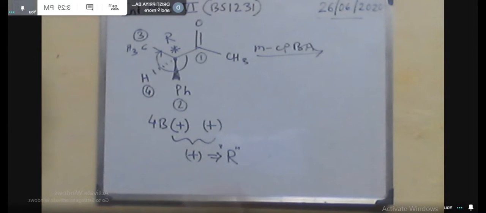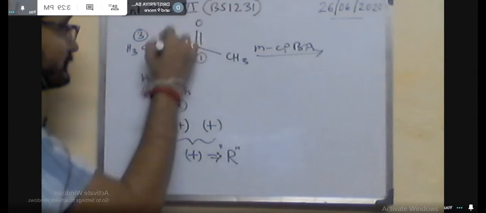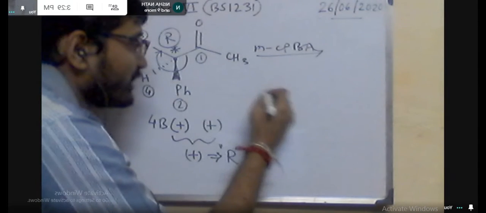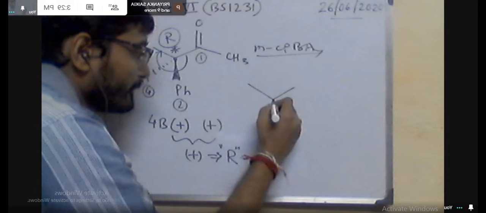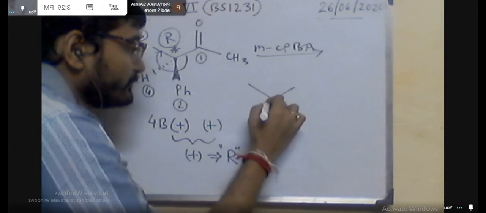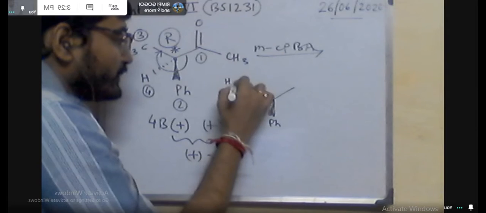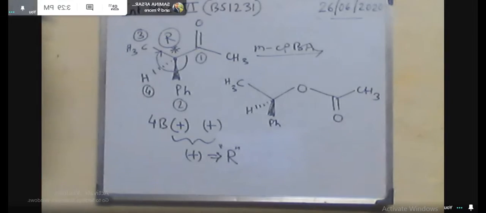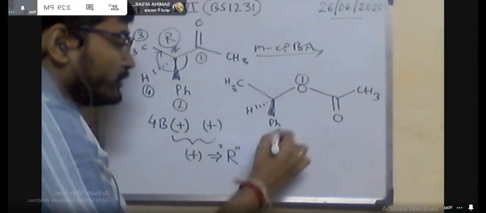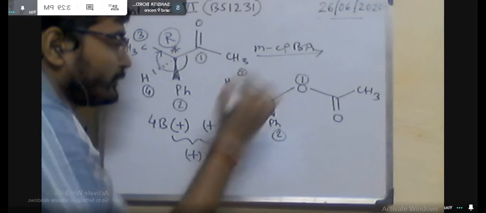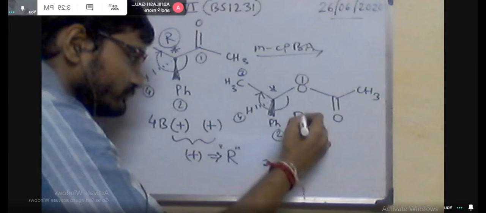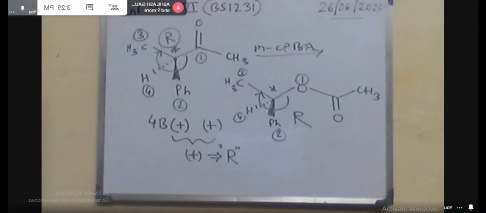Now here you can see this is 1, 2, 3, 4, 4b plus, and 1, 2, 3 clockwise rotation. So the configuration is R. So in Baeyer-Villiger oxidation, and not only Baeyer-Villiger but any migration reaction, you have to keep in mind that if the migratory group contains the chirality, it will remain fixed upon completion of the reaction. So in this case, this will be the actual product of the reaction.